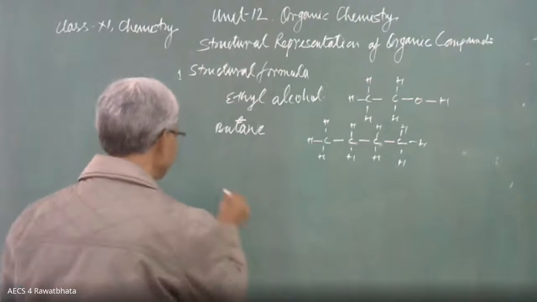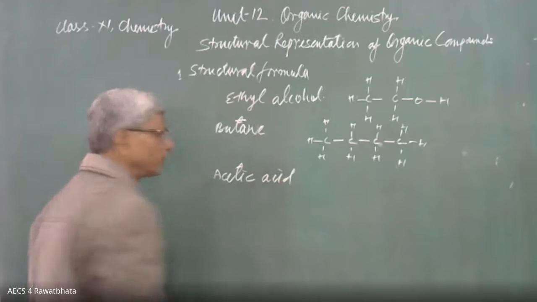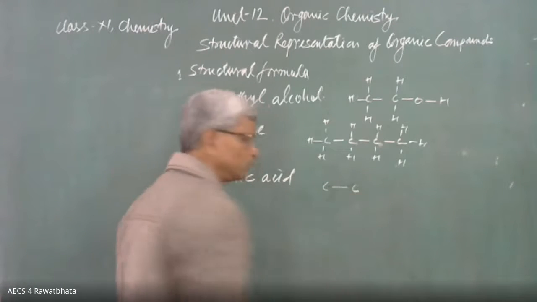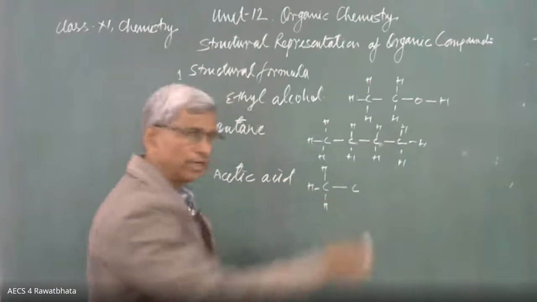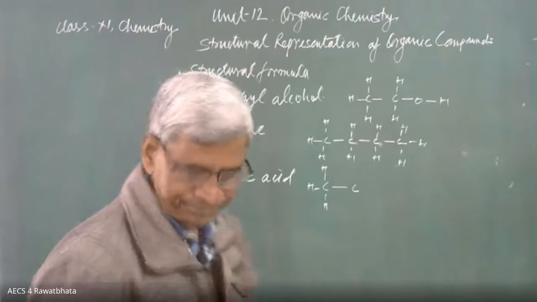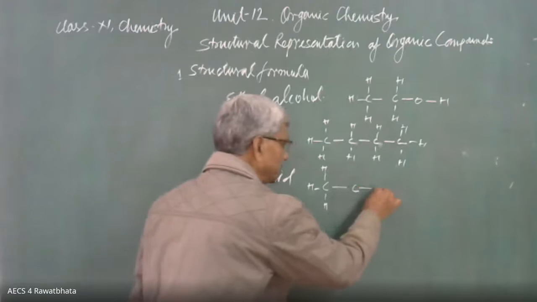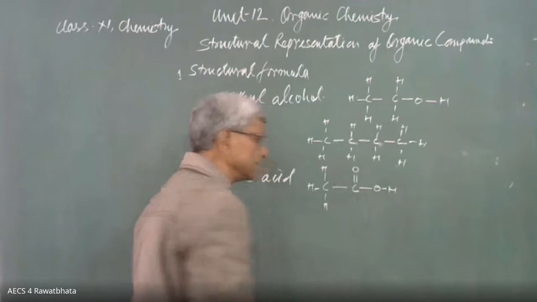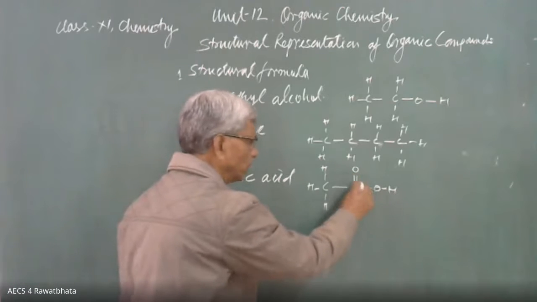One compound is acetic acid. What is the structural formula of acetic acid? This compound has 2 carbon atoms. One carbon has hydrogen only, 3 hydrogens and 1 bond with the other carbon, and the other has 1 OH, 1 bond as OH, another bond with oxygen. CH3COOH. This has C double bond O, and here COH.